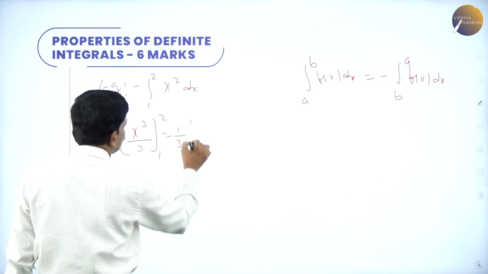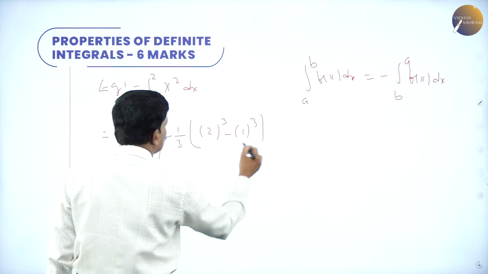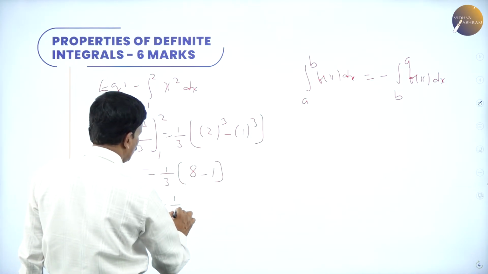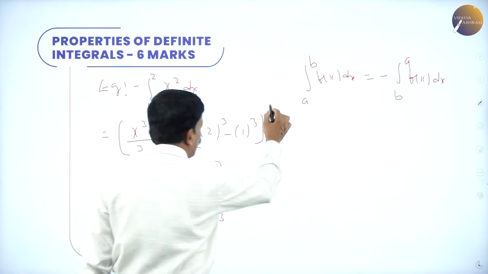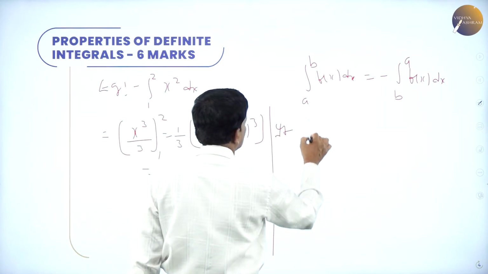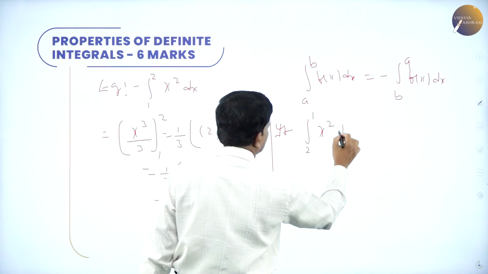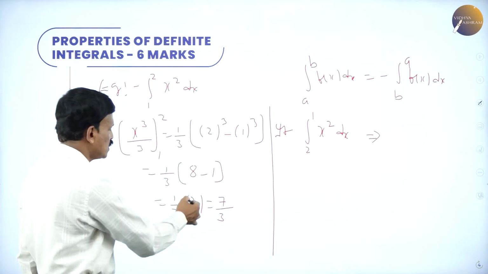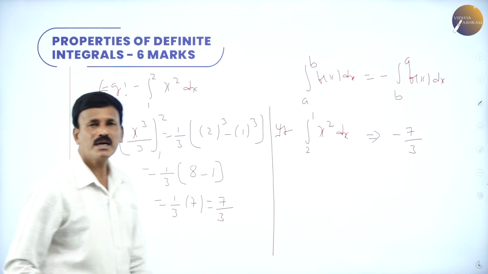Now take 1 by 3 out, and apply the upper limit: 2 cube minus 1 cube. That is equal to 1 by 3 into 8 minus 1, which is 1 by 3 into 7. This is equal to 7 by 3. Now according to the definition, if I interchange, integral 1 to 2 can be written as integral 2 to 1 x square dx, then the value of this integral is equal to minus 7 by 3.